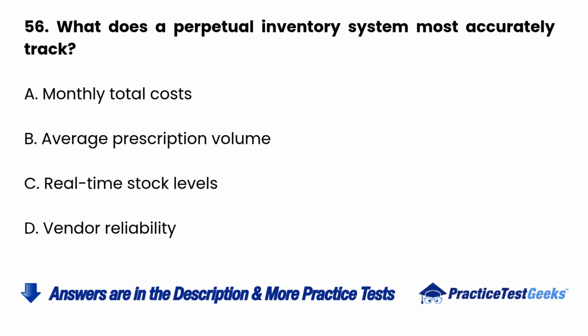56. What does a perpetual inventory system most accurately track? A. Monthly total costs. B. Average prescription volume. C. Real-time stock levels. D. Vendor reliability.